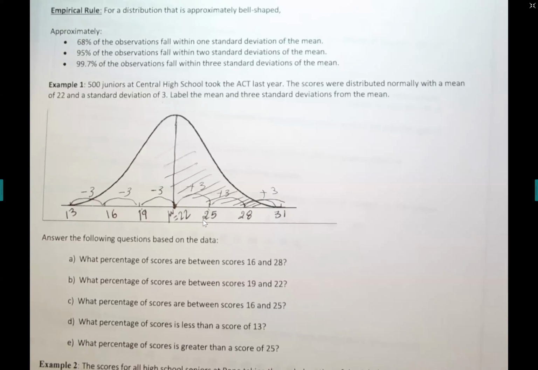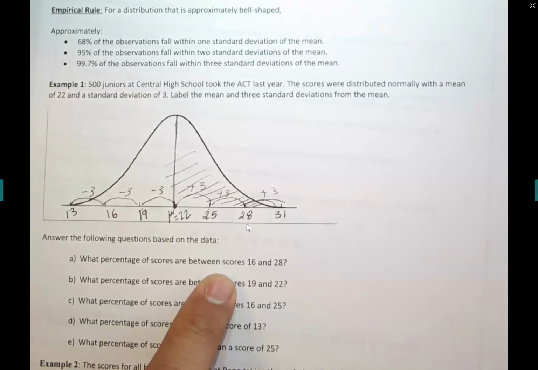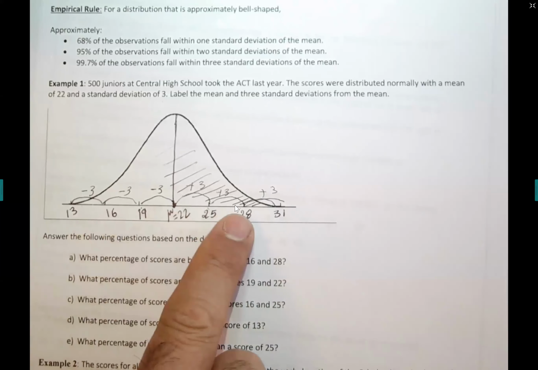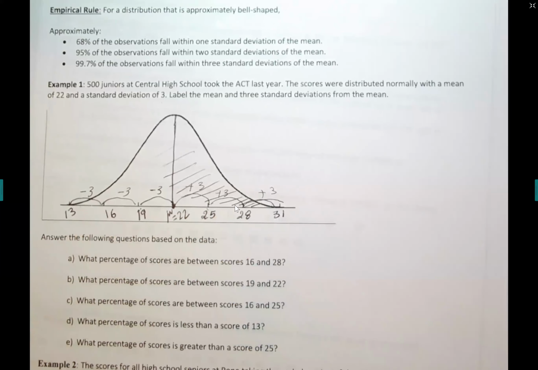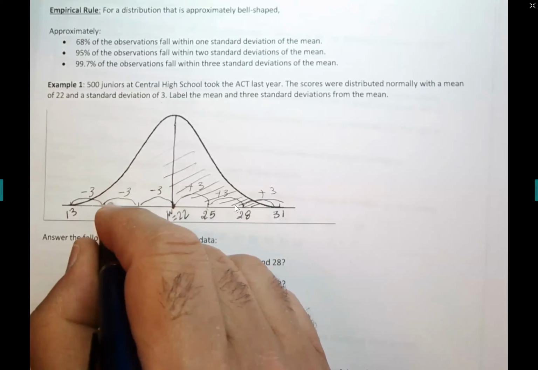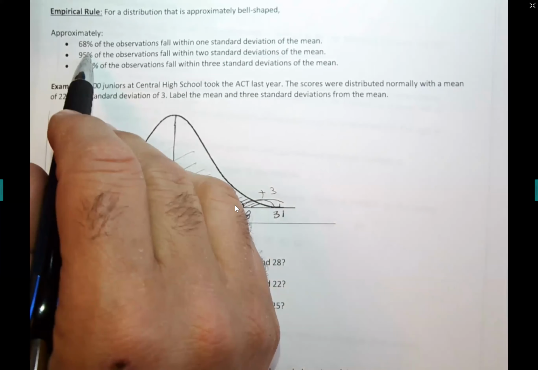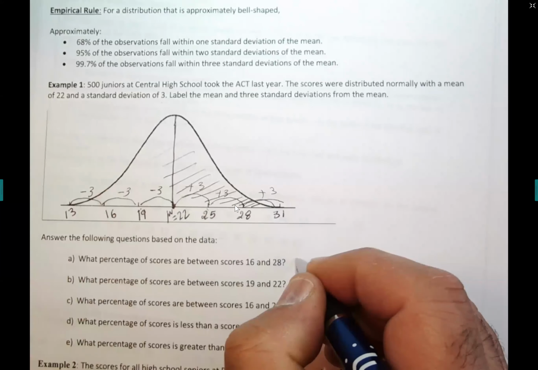Now, let me show you some applications on this. Let's answer some of the questions right here. What percent of the scores are between 16 and 28? We just did it anyway. From 16 to 28, you agree with me, it goes 2 standard deviations below the mean and 2 standard deviations above. Well, we already defined that to be what? 95%. So that will be 95%.